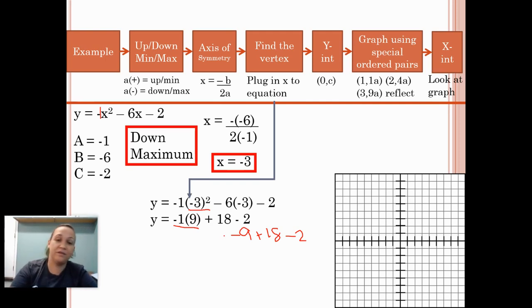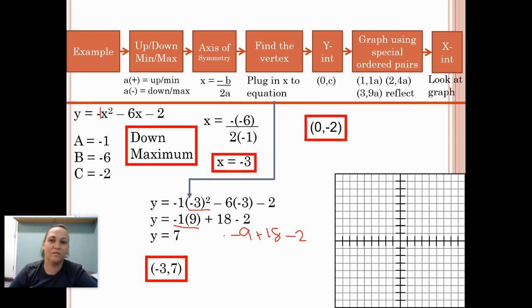All right, -9 plus 18 is 9, and 9 minus 2 is 7. So my y-coordinate is 7, but we're writing it as an ordered pair. So my vertex is at -3, 7. Moving on, my y-intercept is 0, whatever c is, and in this problem, c is -2. So 0, -2.